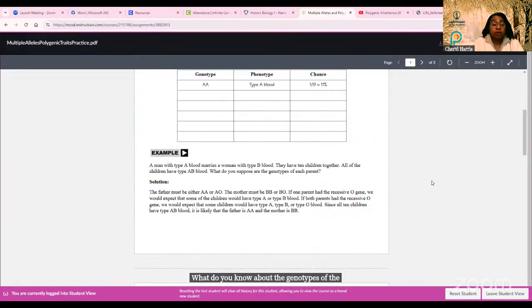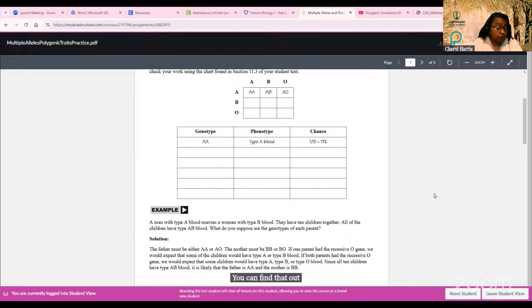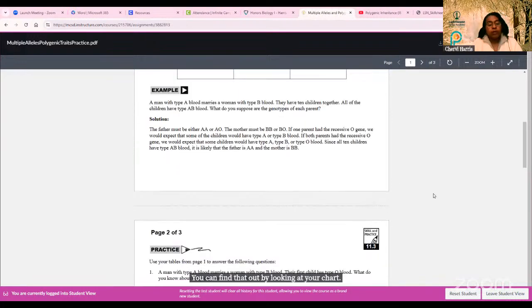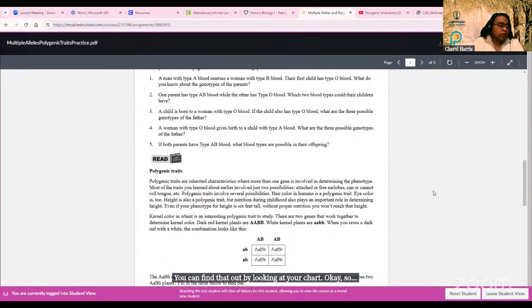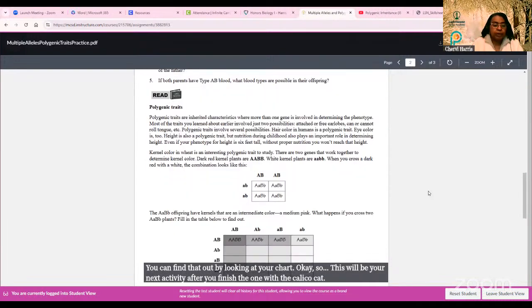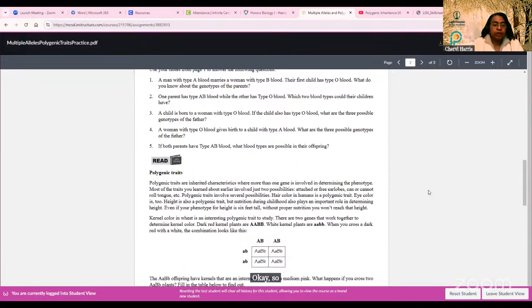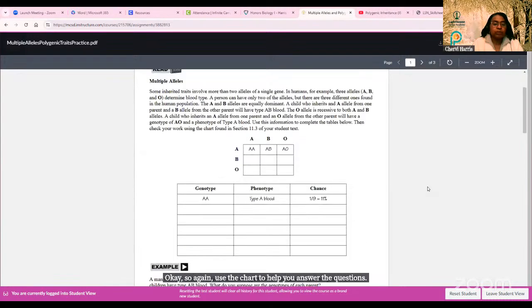So again, you want to come back up here and look at if the child is type O, how did they get to be type O? You can find that out by looking at your chart. So this will be your next activity after you finish the one with the calico cat. Again, use the chart to help you answer the questions on this worksheet.